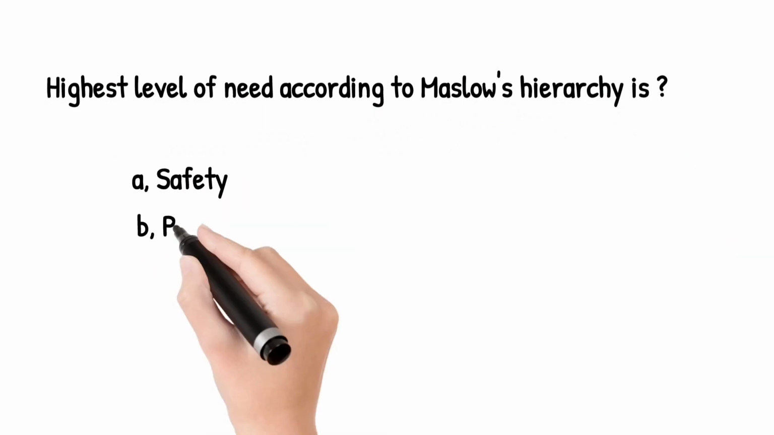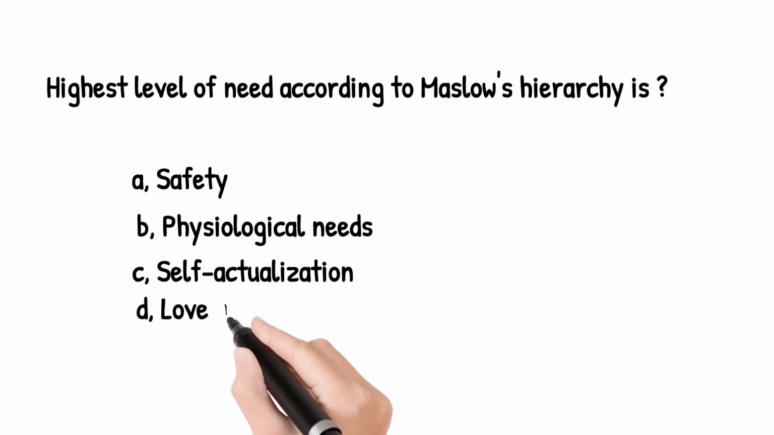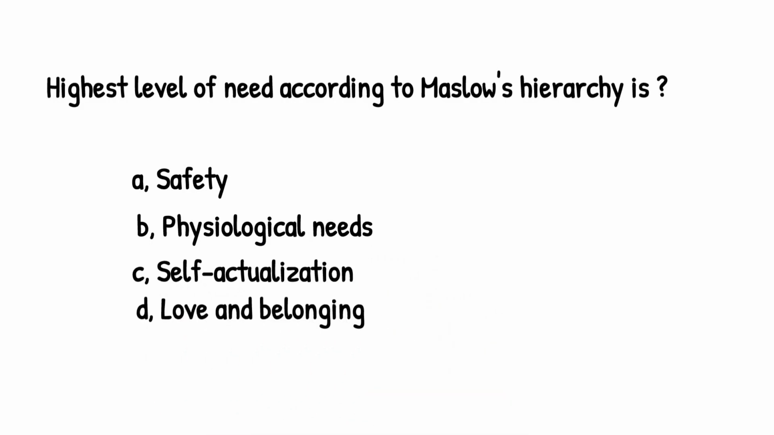Highest level of need according to Maslow's hierarchy is option A, safety. Option B, physiological need. Option C, self-actualization. Option D, love and belonging. The answer is option C, self-actualization.